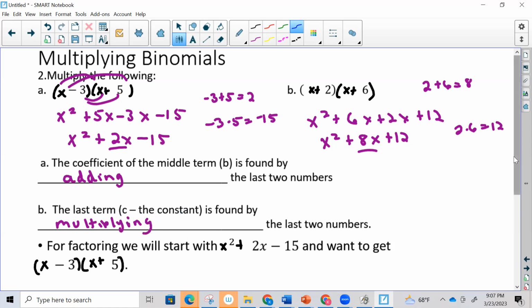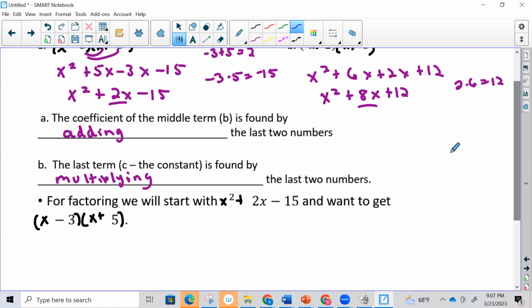the last two numbers. And we're going to keep this in mind because what we're going to do is we're going to factor. So we're going to actually start with the x squared plus 2x minus 15, and we're going to factor it to this.